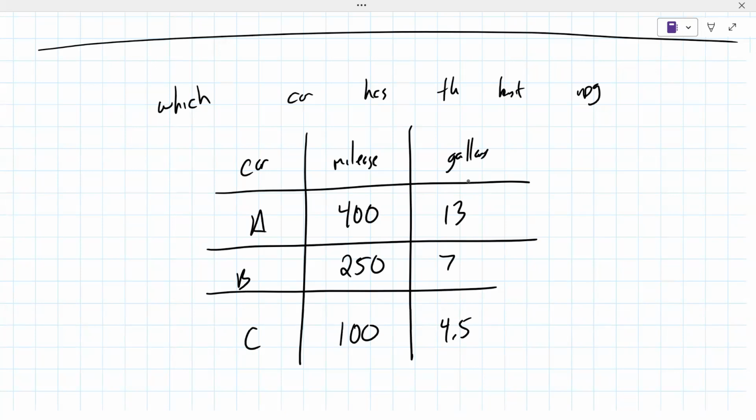What do you want me to round to? Whatever you want, you get to decide. Because you're only comparing, I only care about the answer. I don't care how much it actually is, just which one was the best.